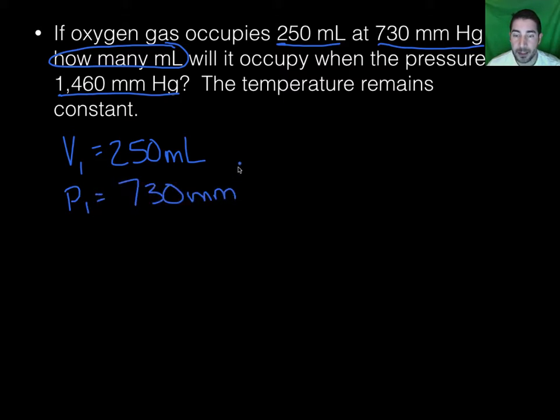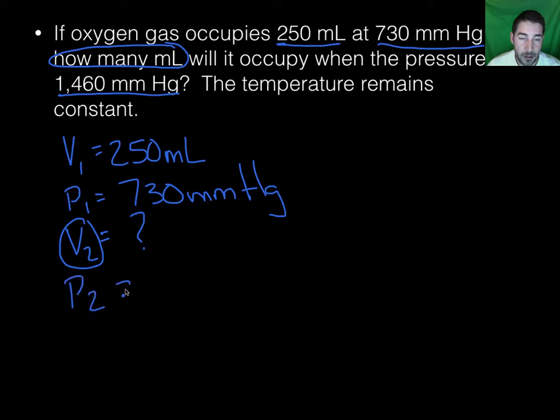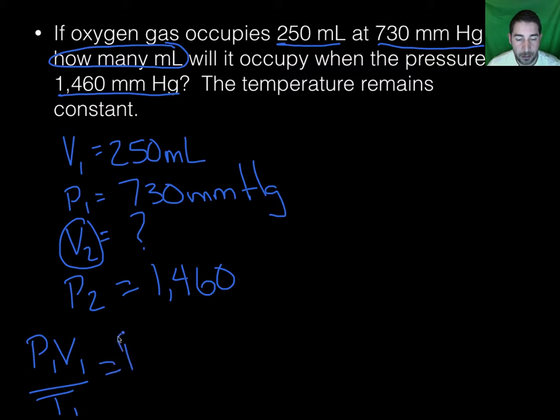Again, I know this from class because this is what we've talked about in class. How many milliliters will it occupy? So my V2 is going to be a question mark, right? I don't know what that is. This is how you find out what you're solving for: I circle it up here, circle it down here. Well, okay, when the pressure is 1,460 millimeters of mercury, P2 is going to be 1,460. The formula for the combined gas law is P1V1 over T1 equals P2V2 over T2.